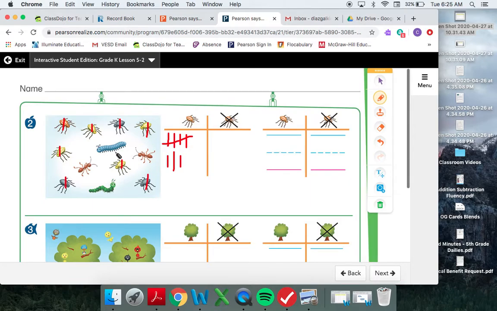Okay, and now we're going to go through and count the bugs that did not have 8 legs, which would have been right here. 1, 2, 3. With these, you can always use a different color too, if that helps your kiddos see that better. 1, 2, 3.